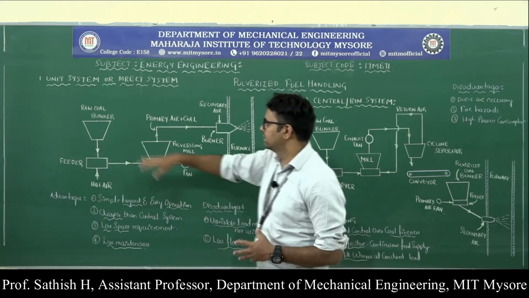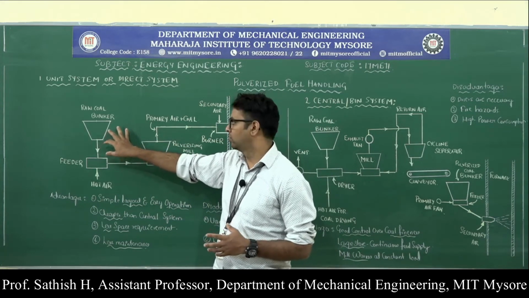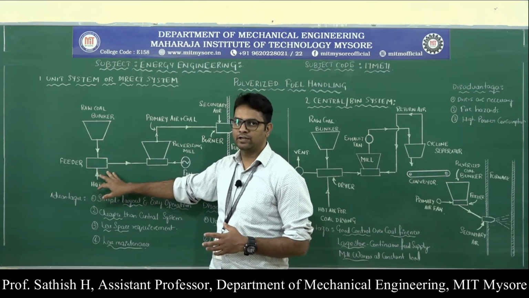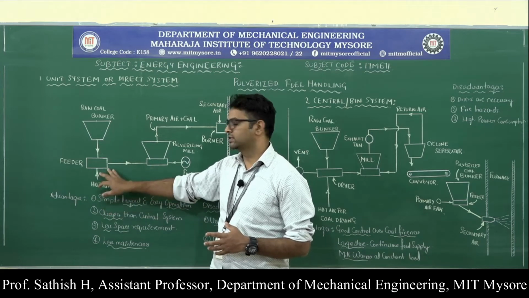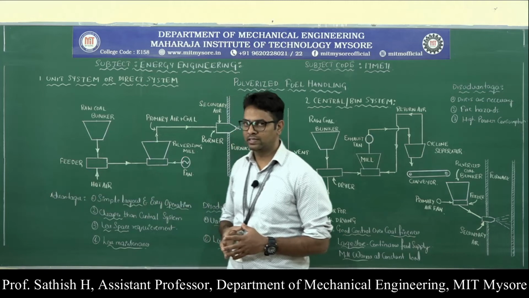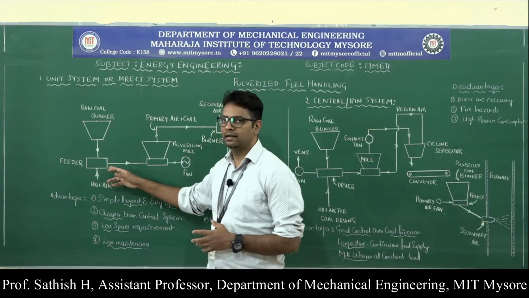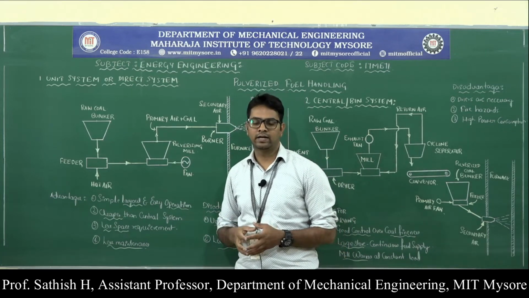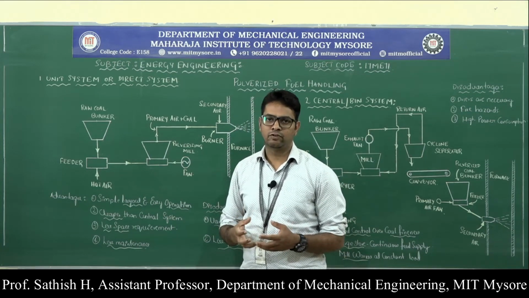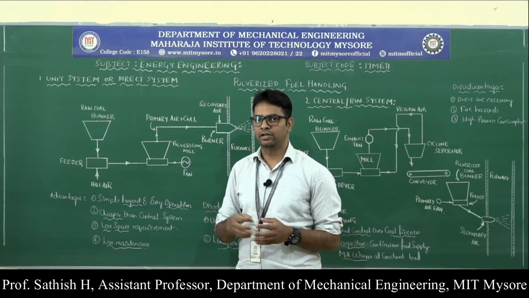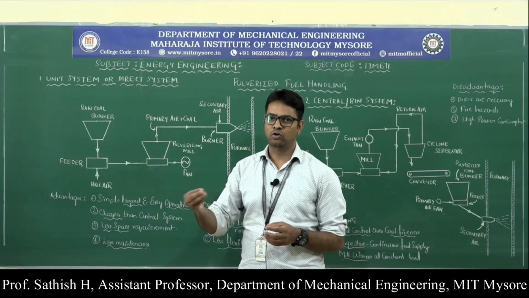Basically we take the lump form of the coal in the raw coal bunker, and then it is fed to the feeder, and then hot air is also admitted into the feeder in order to remove any moisture content, and then that dried lump coal enters into the pulverizing mill. Inside this pulverizing mill, the lump form of the coal is converted into pulverized coal, that is, a bigger size coal fuel is converted into fine coal particles.